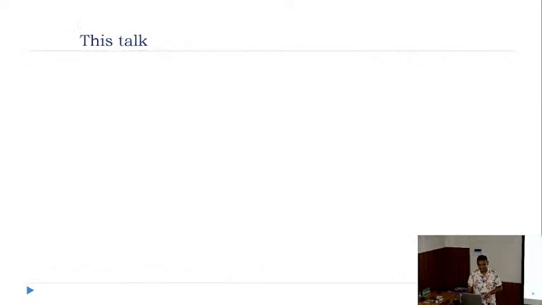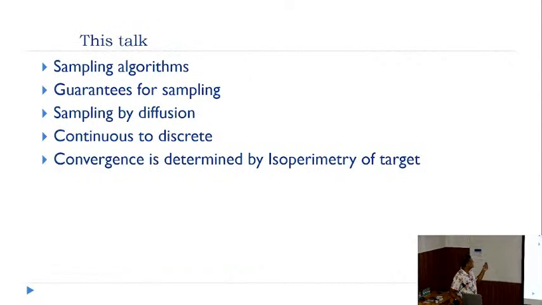In this talk, I will mention some sampling algorithms and guarantees. By guarantees, I mean there are different flavors in which you can give these guarantees, and it seems interesting to look at the differences. The main idea is sampling by diffusion, which is an old idea, but here giving it an algorithmic flavor, which involves moving from continuous analysis to discrete complexity analysis, and then a message about how the convergence of these algorithms is determined by a functional constant of the target distribution.